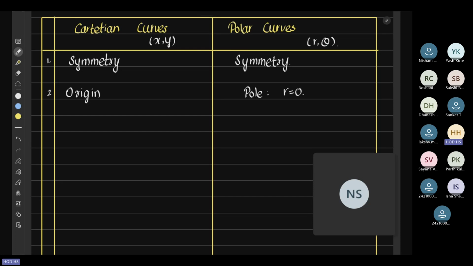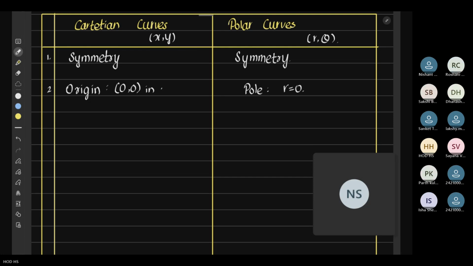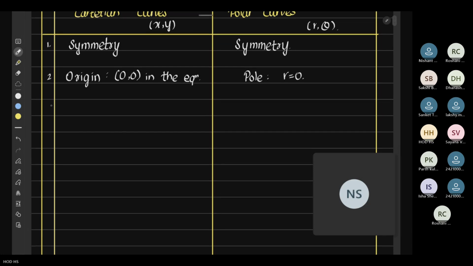So here we check if the curve is passing through the origin or not by directly substituting the value 0, 0 in the equation. Here we check the values of the pole, calculated as the theta corresponding to r equal to 0. Later, if the curve is passing through the origin, we calculated tangents at the origin, and here we calculated tangents at the pole.